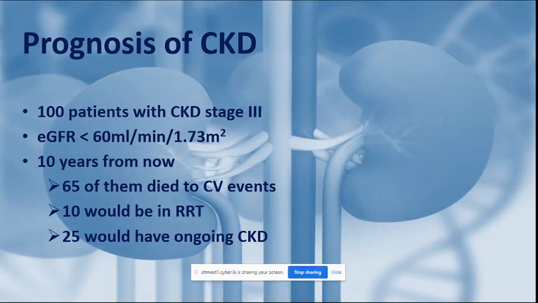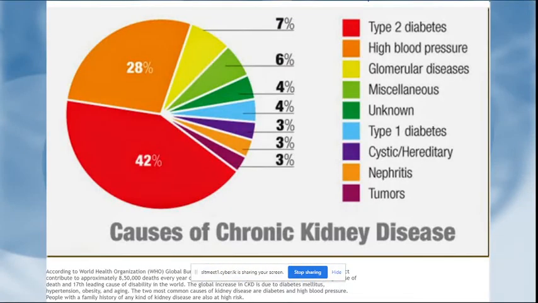So if you take 100 patients with CKD stage 3, where the GFR is less than 60 ml, when you follow them up for 10 years, 65 of them died of cardiovascular events. So most of the people died of cardiovascular disease, and 10 patients would be on renal replacement therapy. So out of 100, 10 reach end stage and they are on dialysis. 25 would be having ongoing CKD. They will be having CKD pre-dialysis stage.